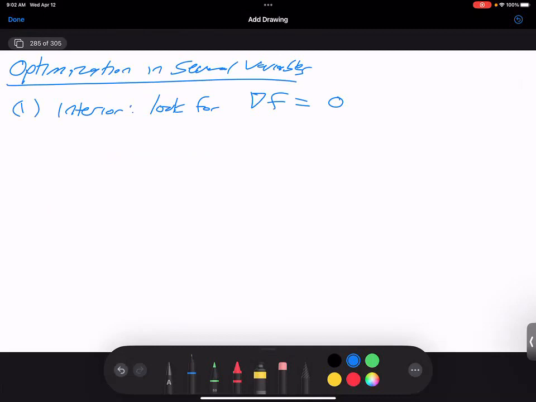Is that 0 the number or 0 the vector? So which is it? We want the gradient of f to be 0. 0 the number or 0 the vector? 0 the vector, because the gradient is the vector of partial derivatives. So this would be df dx1 ... df dxn.